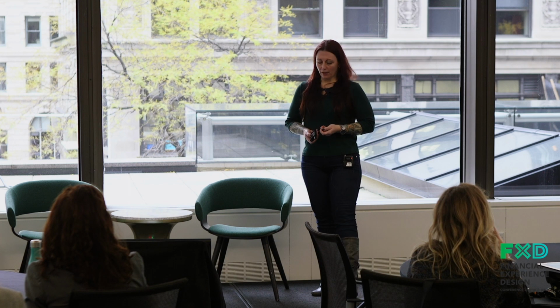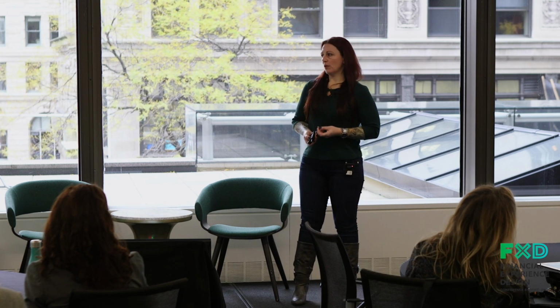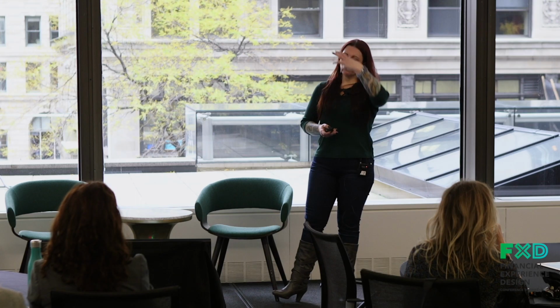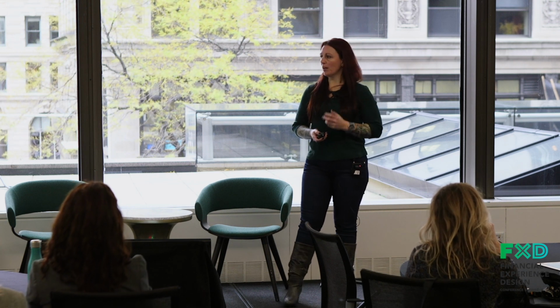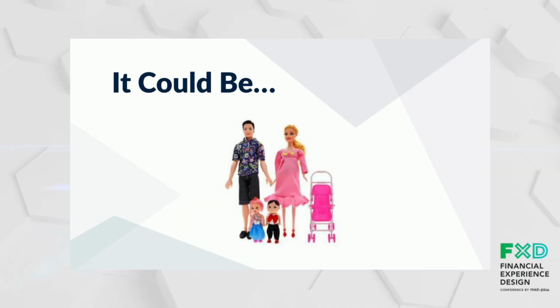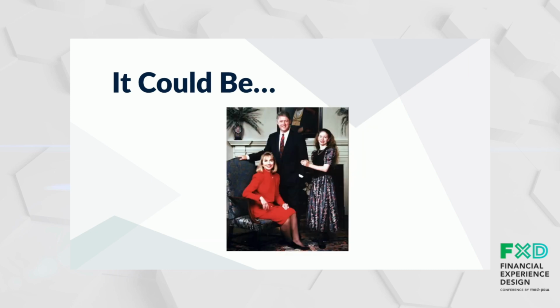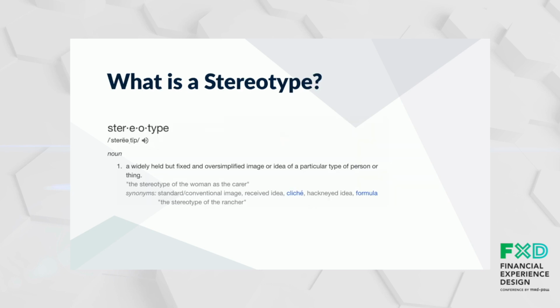I also want to make a point here about the tendency for personas to become stereotypes. So what comes to mind when you think about a blonde woman in her early 40s with kids? Just get a mental image in your head, okay? Blonde woman, early 40s, has kids. Is this what you saw? Something kind of like this? Maybe something approximating that? How about this? Blonde woman, early 40s, has a kid. Right? So personas can sometimes be mistaken for stereotypes.